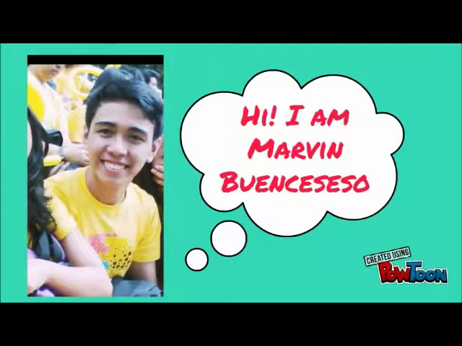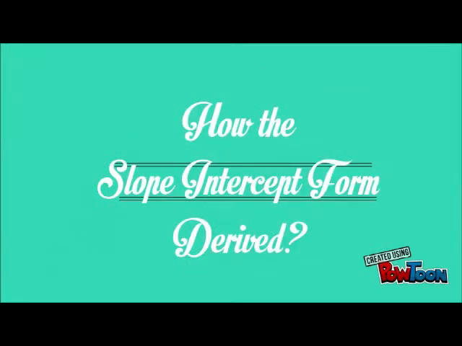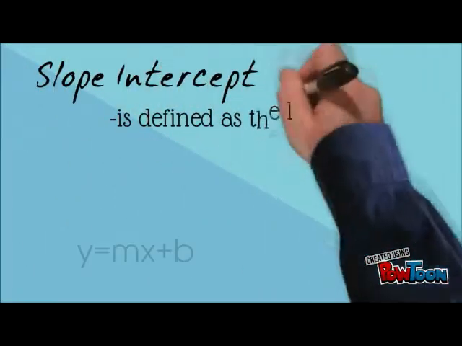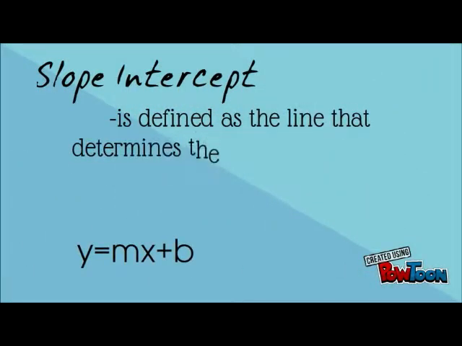Hi, I am Marvin Vences and I am going to discuss how the slope-intercept form is derived. We all know that the slope-intercept form is y equals mx plus b, but how is it derived? We define the slope-intercept first.